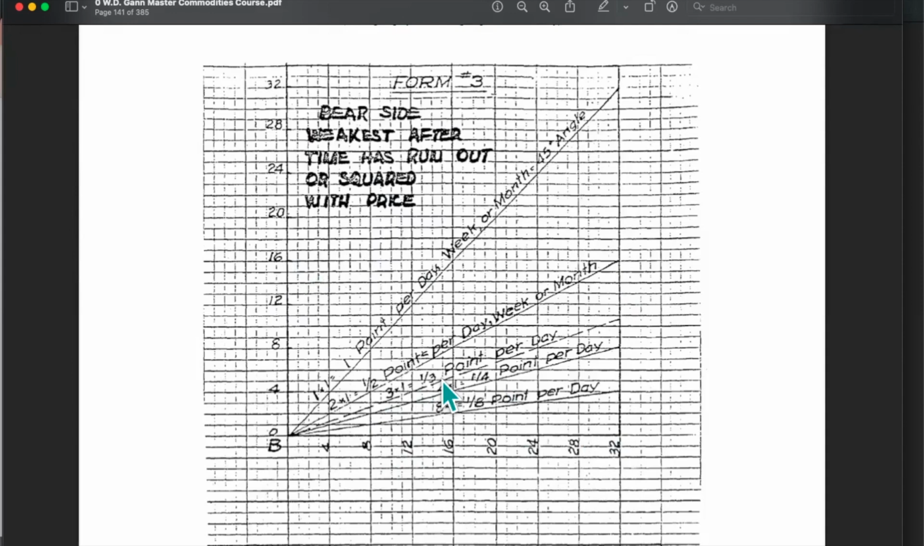Same way, 3 by 1. So let's say this is 24 days of movement, and we get 8 points in that. So this is 8 into 3, which is 24.